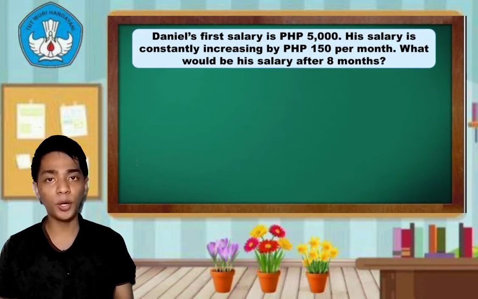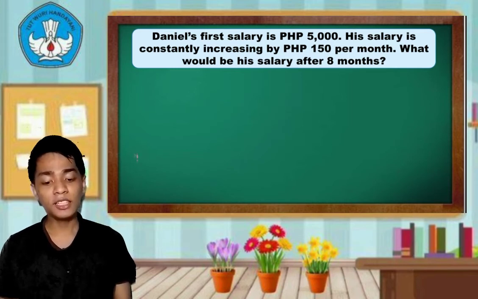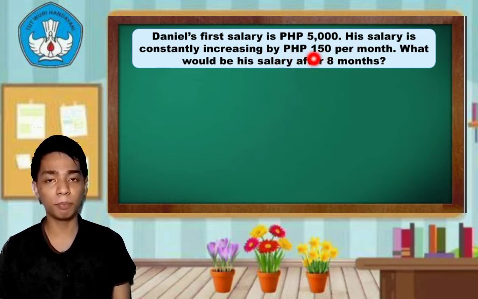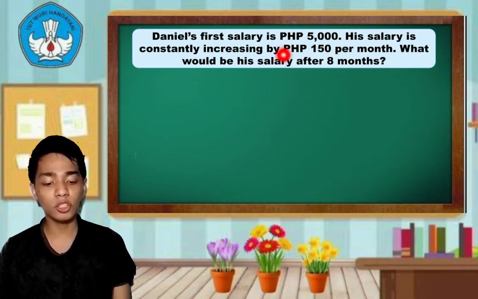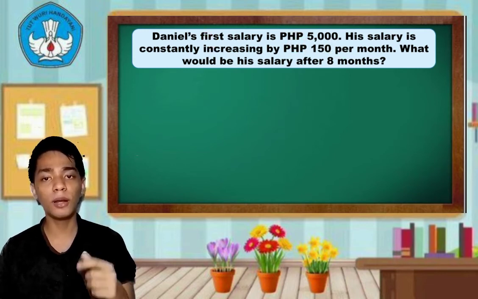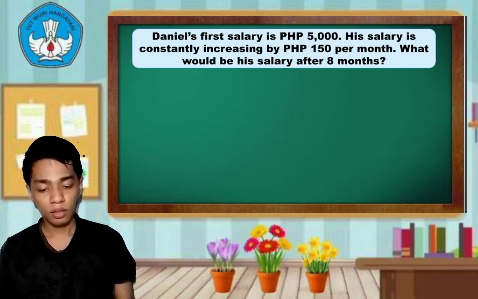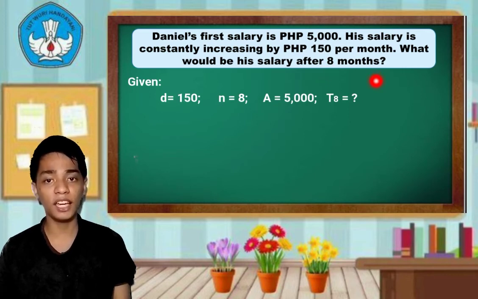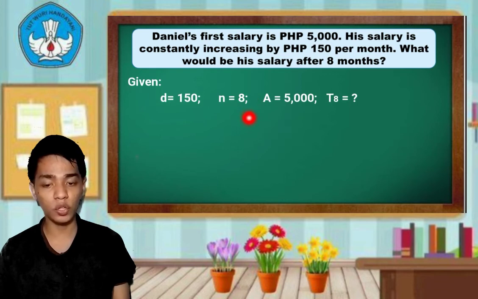Now let's go back in our first problem. Daniel's first salary is 5,000 pesos. His salary is constantly increasing by 150 pesos per month. That 150 pesos is our common difference. And 5,000 pesos is the first salary which we will consider as our first term. And that is our given. D is equal to 150. A is equal to 5,000. And since we have 8 months here, it means that we have 8 terms. So we have N is equal to 8.